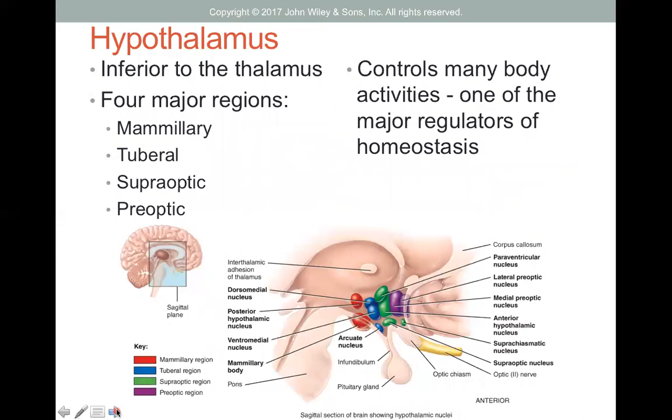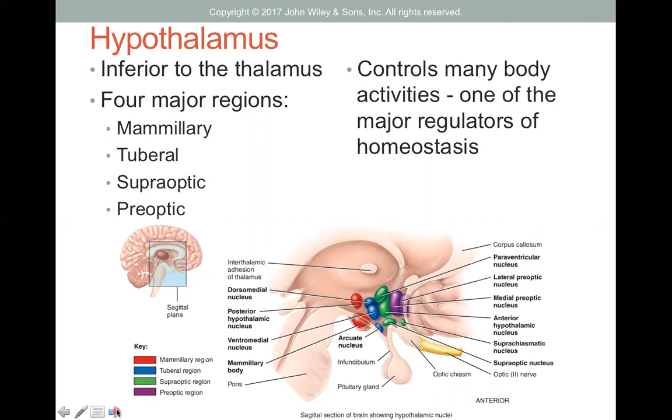The hypothalamus is found inferior to the thalamus, hence its name, hypo, meaning below or less than the thalamus, and it has 4 major regions: mammillary, tuberal, supraoptic, and preoptic. The hypothalamus is going to control many of our body activities, and so therefore it will be one of your major regulators of homeostasis. This will be your brain's connection to your endocrine system, you'll learn later.